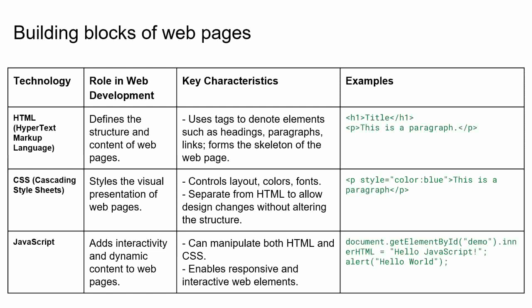What are the building blocks of web pages? To briefly summarize them, we have HTML, which is used to create the basic structure of web pages, allowing browsers to display content. We have CSS, which is applied to HTML to style and lay out web pages, enhancing the visual appeal. JavaScript brings web pages to life by adding functionality and interactivity.